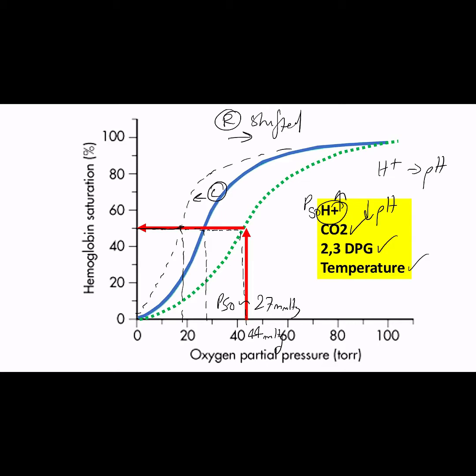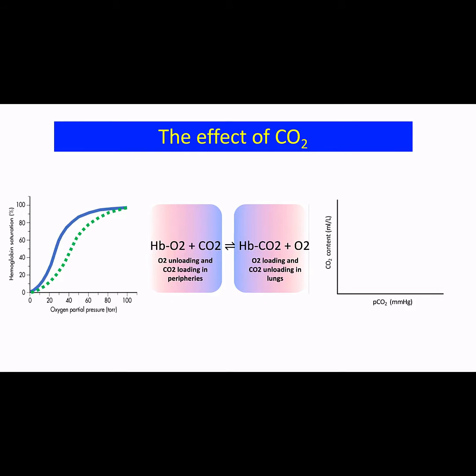And things that cause a left shift are essentially the opposite of things that cause a right shift. So decreased temperature, decreased 2,3-DPG, decreased carbon dioxide. That's what happens in the lungs, right? So in the lungs, it will be a low CO2 environment because we're breathing it out, as well as decreased H plus or increased pH. It's the same thing. Now let's explore this in detail.